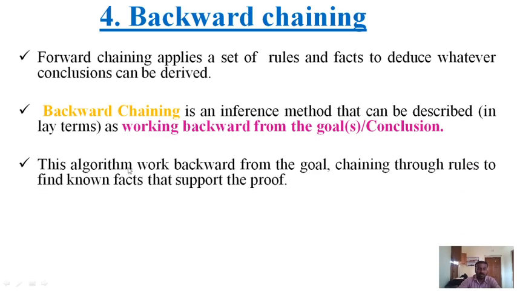This algorithm works backward from the goal, chaining through rules to find known facts that support the proof. So with the help of the backward chaining algorithm, we move in the backward direction, that means start from the goal and move back to the starting point. When chaining like that, the rules will find the known facts which support the proofs.